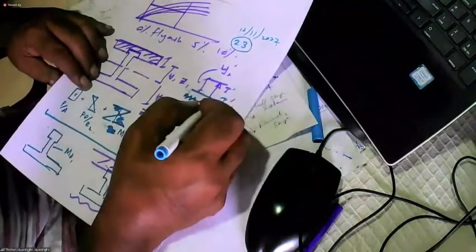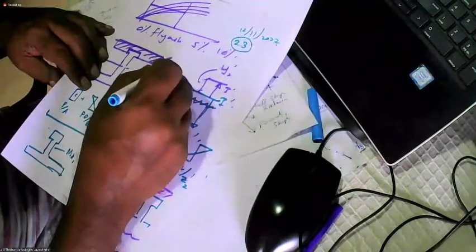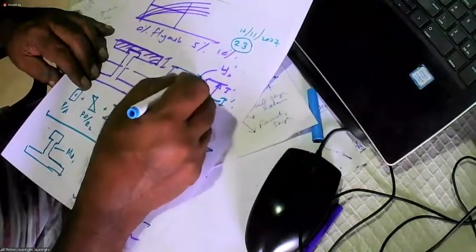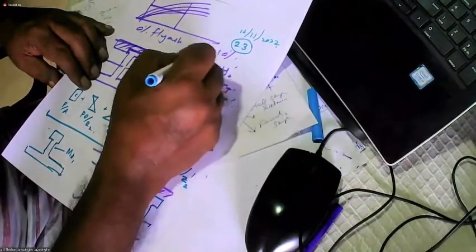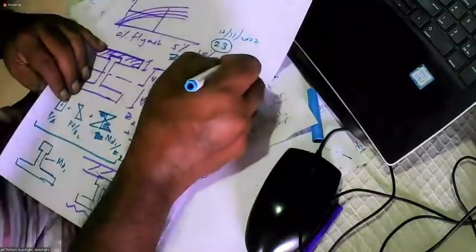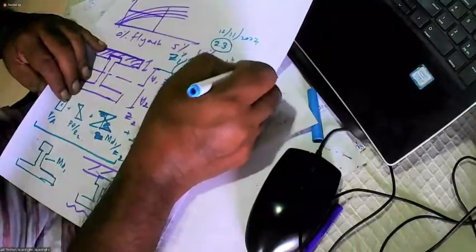Z1 dash is up to this side. This is Z1 dash, which is generally not governing. It will not govern very much. So the governing equation will be this one.